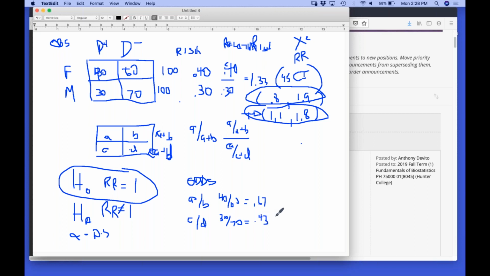And our odds ratio, what's our odds ratio going to be? It's going to be A over B, the odds for females, divided by the odds for males, C over D, which is 0.67 divided by 0.43.